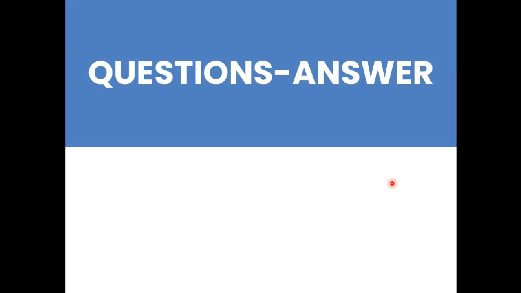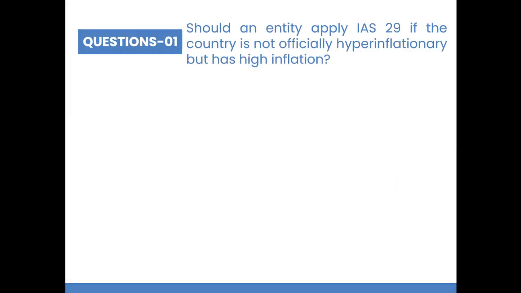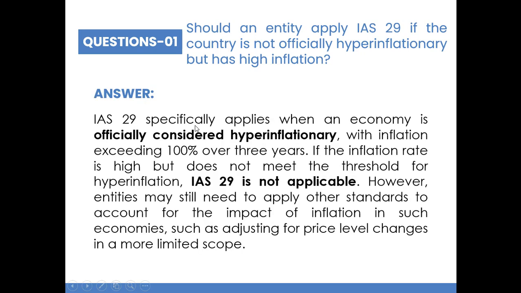Okay, some questions to understand this. First one is, should an entity apply IAS 29 if the country is not officially hyperinflationary? IAS 29 specifically applies when an economy is officially considered hyperinflationary, with inflation exceeding 100% over 3 years. If the inflation rate is high but does not meet the threshold for hyperinflation, IAS 29 is not applicable. However, entities may still need to apply other standards to account for the impact of inflation in such economies, such as adjusting for price level changes in a more limited scope.